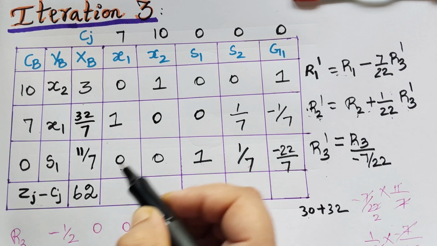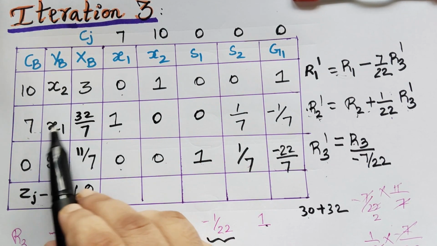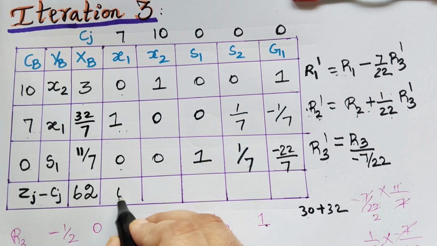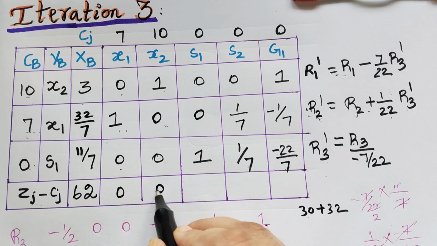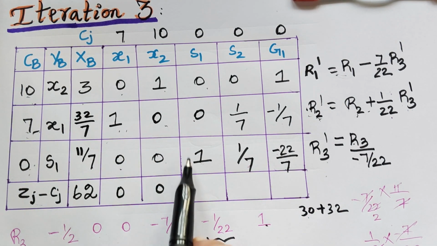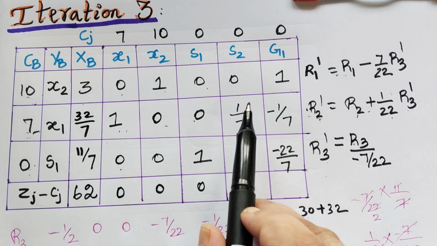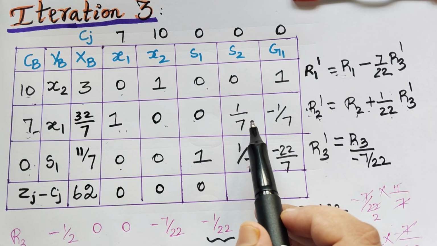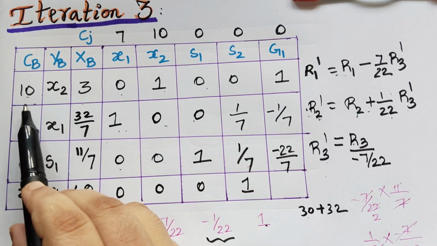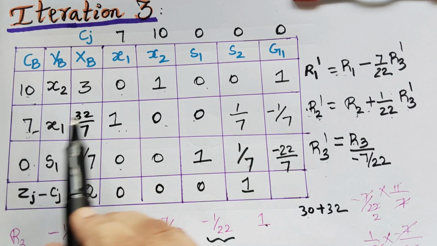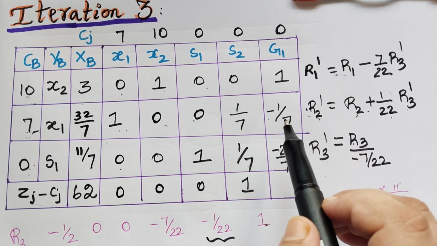For this column, 10 into 0, 7 into 1, 0. So 7 minus 7, so 0. 10 into 1, 10, 0, 0, minus 10, so 0. Then 0, 0 and 0, so this is also 0. Now 10 into 0, 0, 7 into 1 by 7 is 1, and then 0, so 1 we will get here. And then we have 10 into 1 is 10, 7 into minus 1 by 7, 7 gets cancelled, minus 1, this is 0. So 10 minus 1, which will be 9.